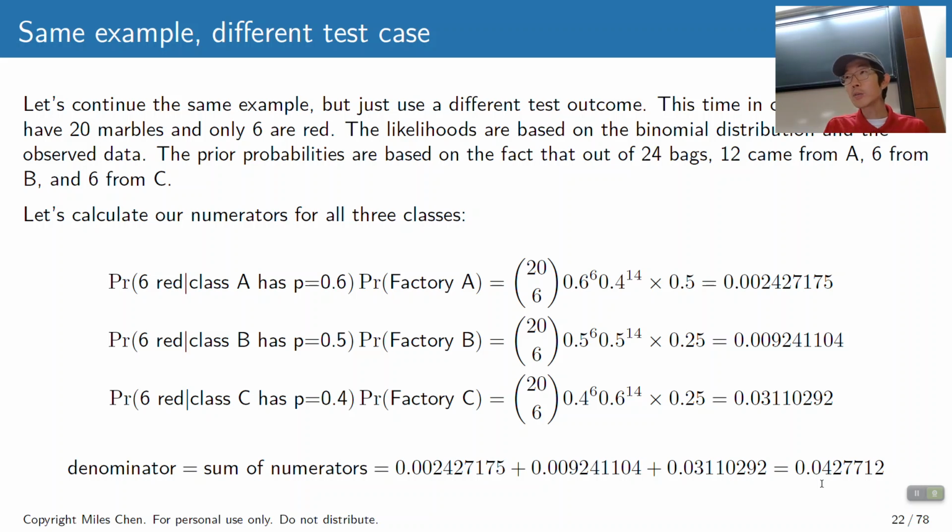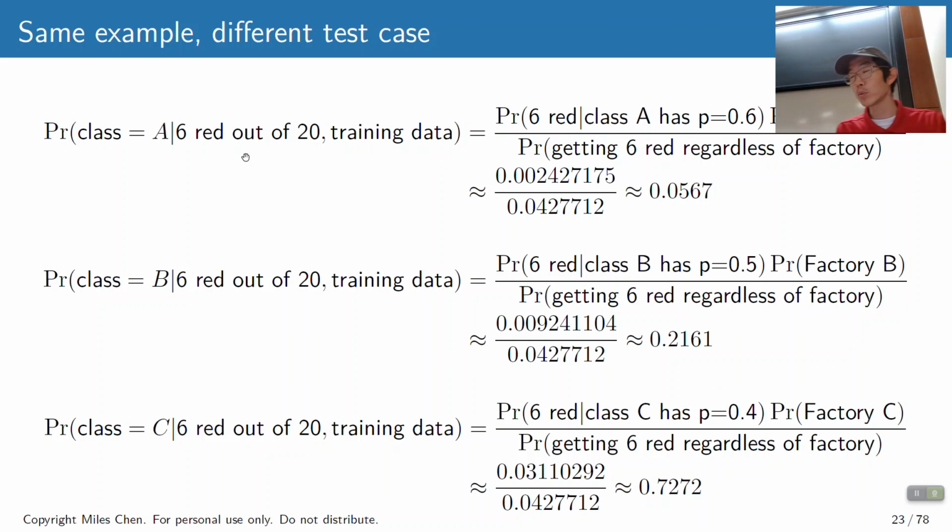But we don't really care. We just want to use this to scale up the total answers, which is going to be the probability of class A, probability of class B, and the probability of class C. If you take the numerator and divide by that denominator, after looking at the data, the probability that it came from class A is around 0.0567, so around 6%. Here it's around 0.216, so around 22%, and 0.727, so around 73%.